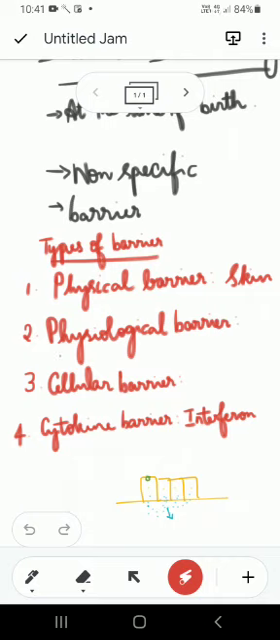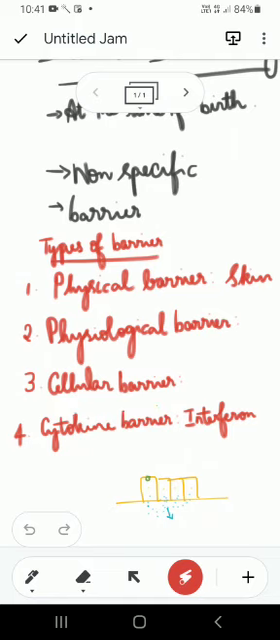The second one is a physiological barrier. Physiological barrier includes certain fluids present in our body. For example, the saliva in our mouth has an enzyme called lysozyme. This enzyme destroys the bacteria which enter the mouth and thus protects us from these bacteria. And the other fluids include the acid, that is the hydrochloric acid present in our stomach, and the tears coming from our eyes.